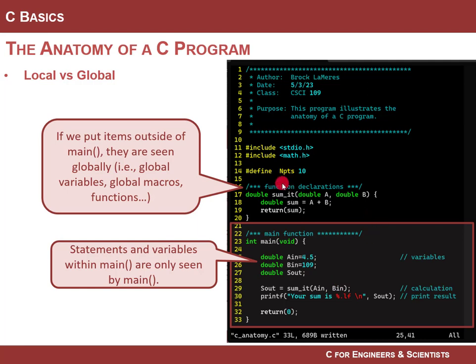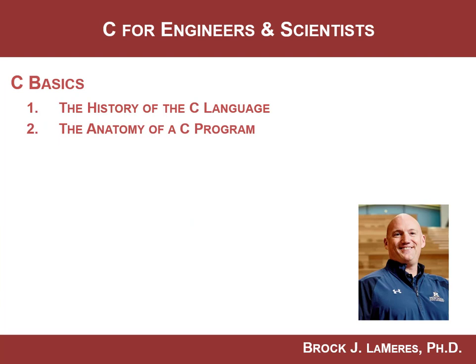But you could also throw a variable up here if you wanted to, and that would be called a global variable. Okay, that is the history and the anatomy of C, and we are now ready to start coding.